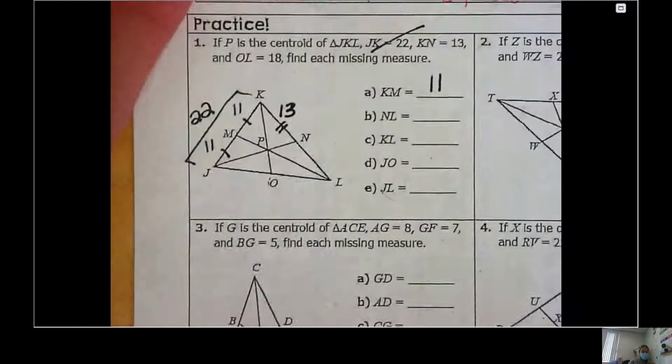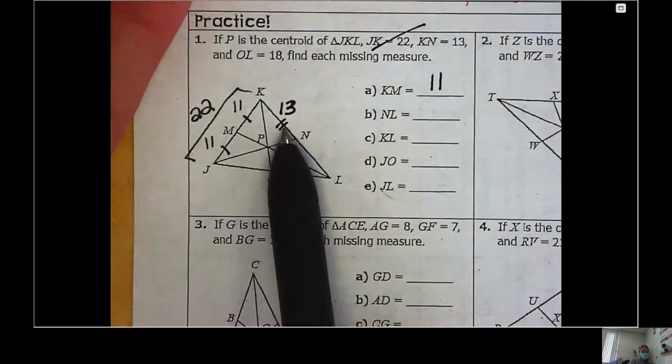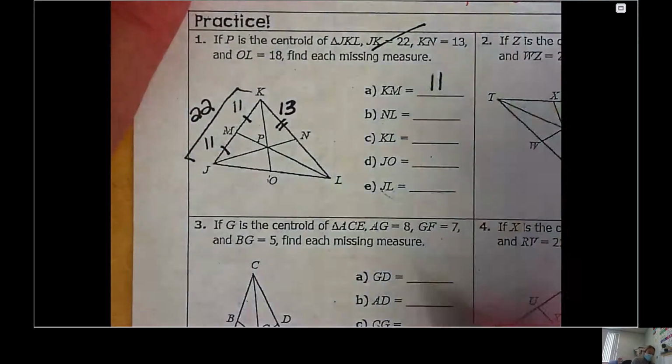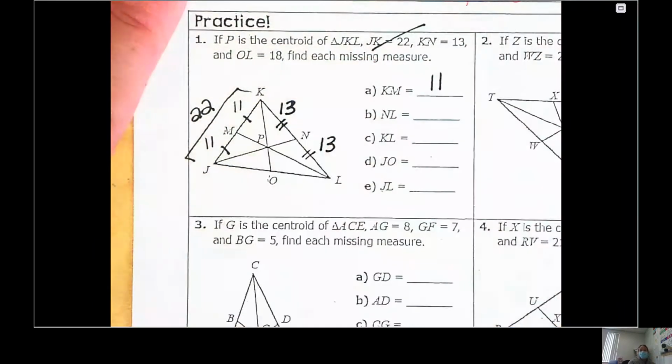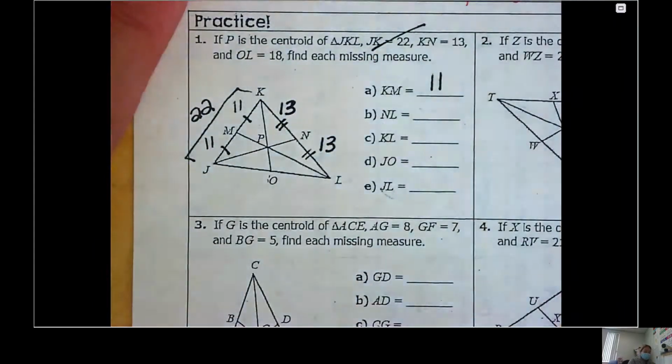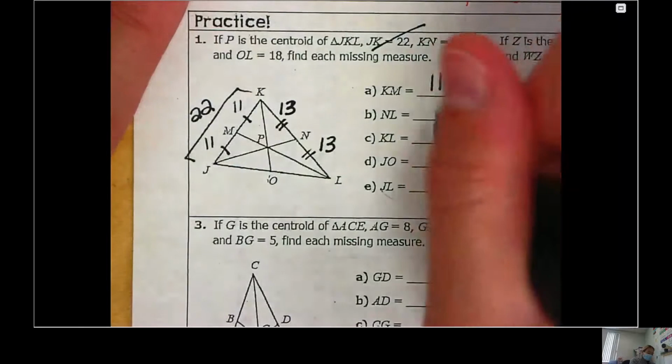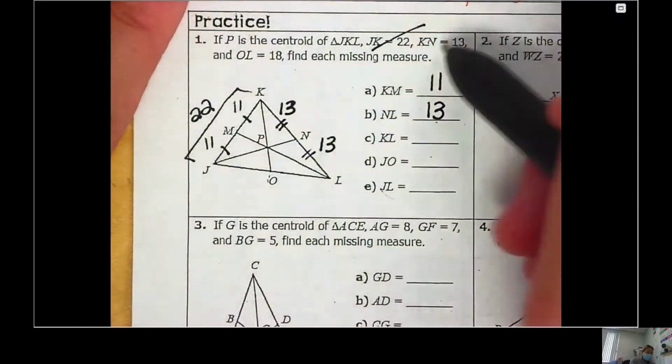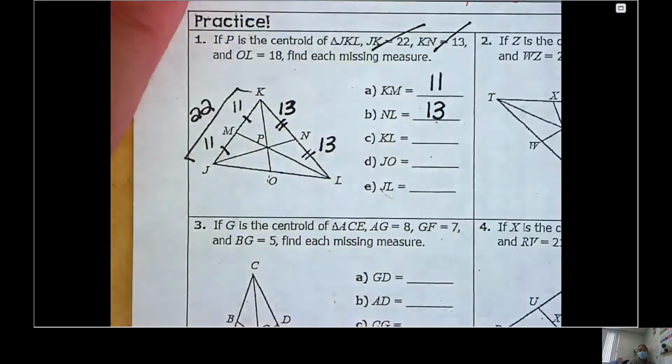Look back at your picture now. Which one would be the same as this one? NL, right next to it. This one's also 13. Good. Now I'm going to put that over here in NL, and I'm going to cross it off because I've used it.